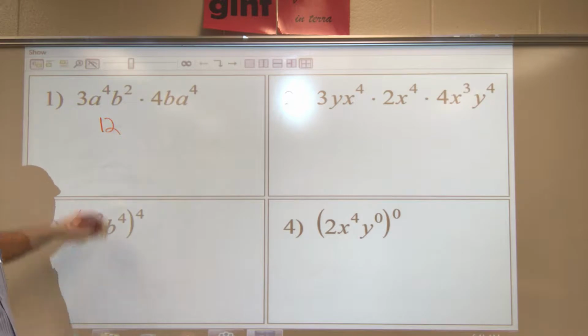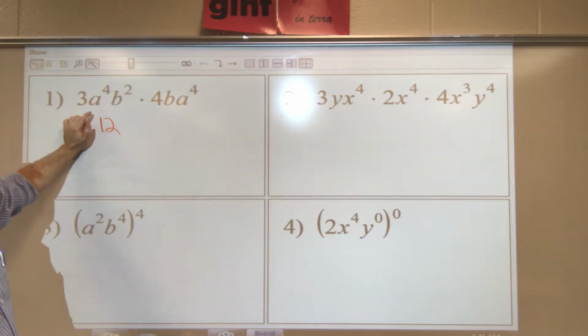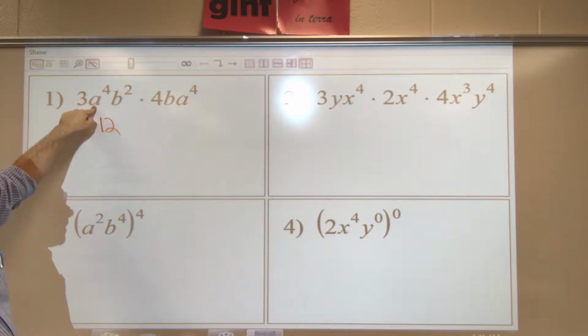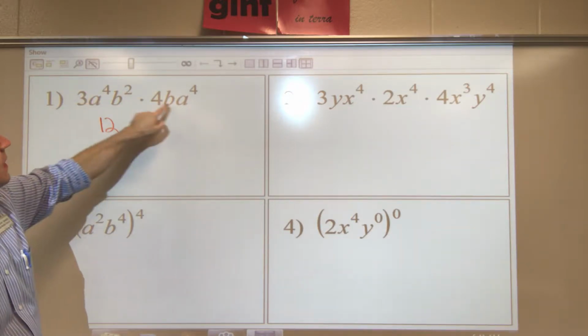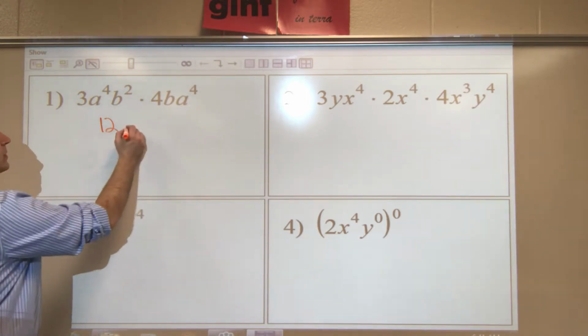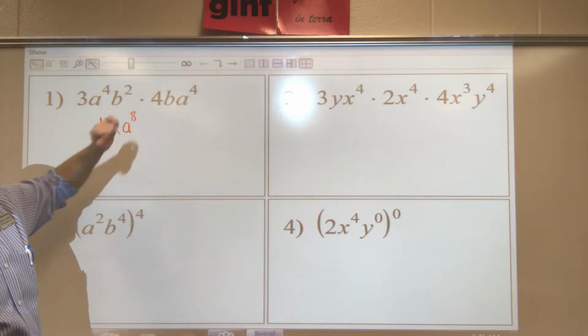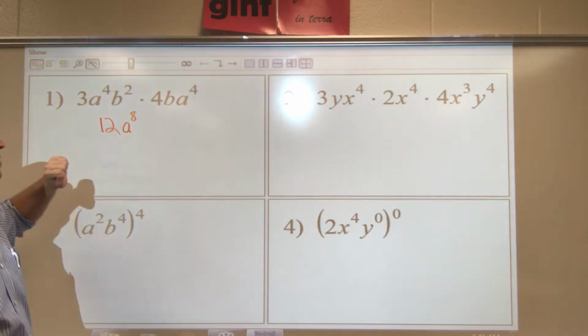Now, when I multiply terms with exponents, I actually add the exponents. So I've got a to the 4th, meaning I've got 4 a's here. And then I've got a to the 4th, which means I've got 4 a's there. So how many total a's do we have? We have 8. So when I multiply terms with exponents in them, I'm going to add the exponents together.